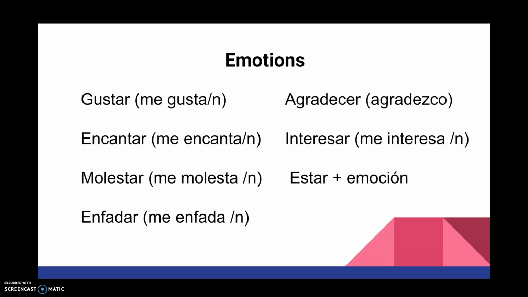For emotions, once again, same situation. If you see one of these verbs in the first clause, and there's a change in subject between the first and second clause, and it's separated by the word que, you need to use the subjunctive. So we have gustar, encantar, molestar. You need to be aware that that means to annoy. Please keep that in mind. Enfadar, agradecer, interesar, and estar plus emotion.